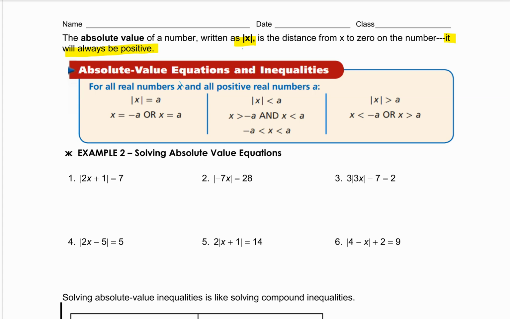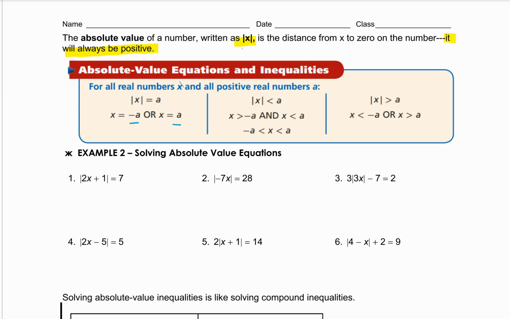So if we look at this box here, absolute value of x equals a, whether x is negative a or x is positive a. This means that absolute values actually have two solutions. They have the positive value of x and the negative value for x.